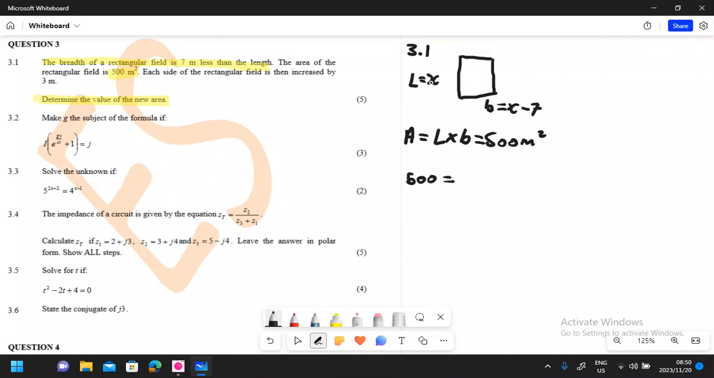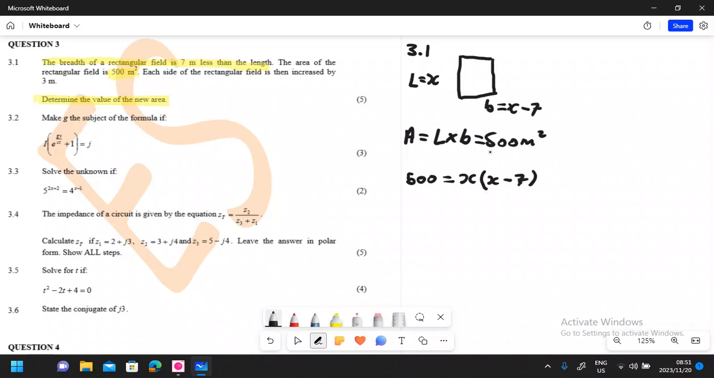And then what about length? Remember, area is length multiplied by breadth. So our length is x. And then what about the breadth? Breadth is x minus 7. So remember they are multiplying each other here, so you can write x minus 7 here. All right, I hope you guys can see.